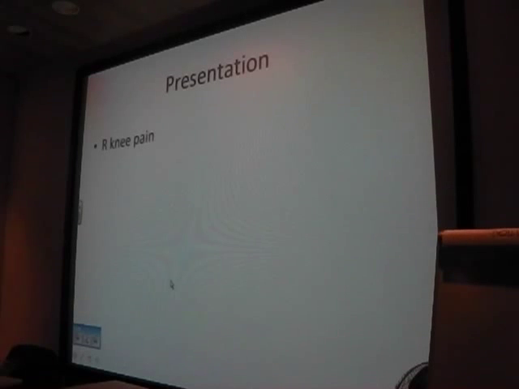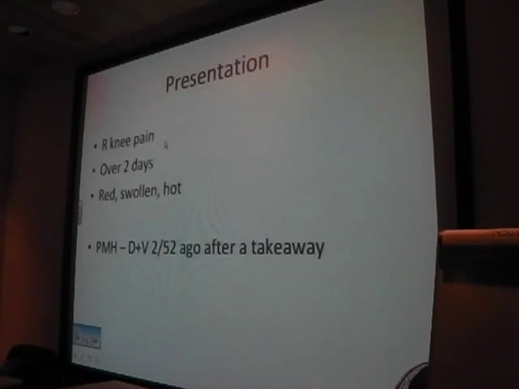So that again, writers, yeah, possibly. We'll come on to that. Yeah. Okay, so it's happened over 2 days. It's red, it's swollen, it's hot. You're probably deviating towards septic arthritis, gout type picture. Then if they go on to tell you that they had diarrhea and vomiting 2 weeks ago after they had a takeaway. Reactive. Exactly. That's all you need to know.